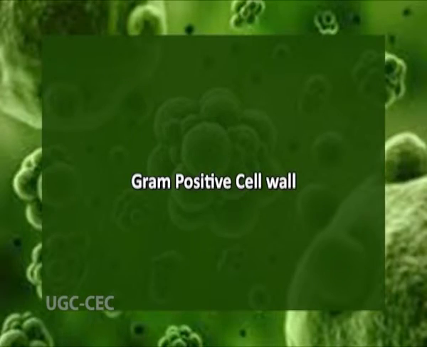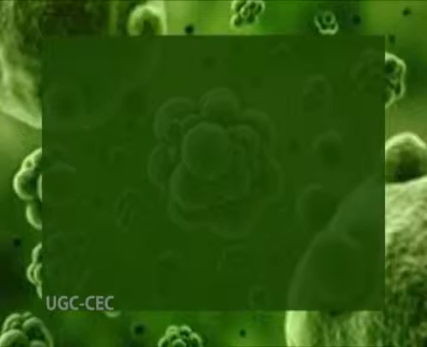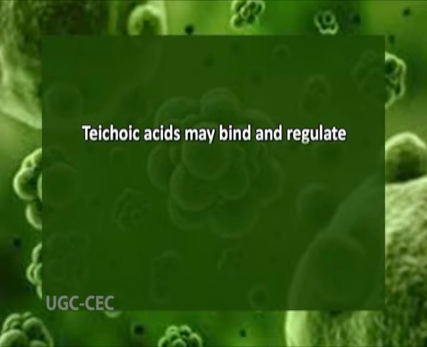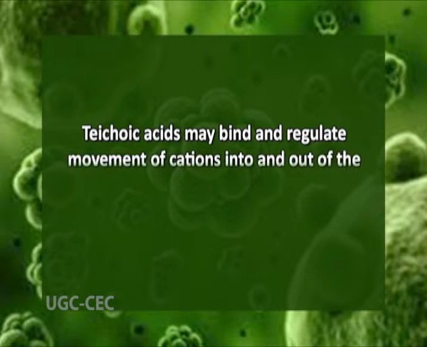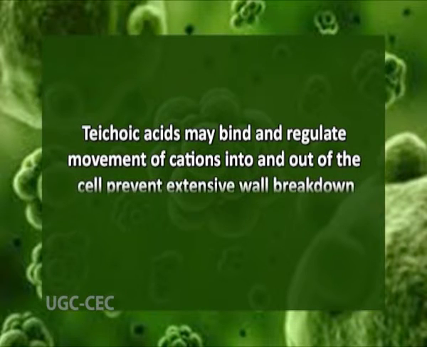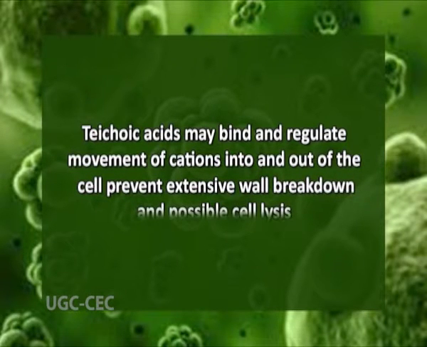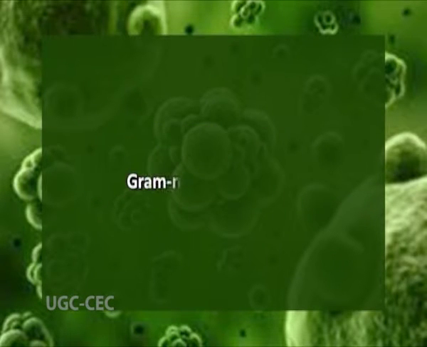Gram-positive cell wall. Gram-positive cell walls consist of many layers of peptidoglycan and also contain teichoic acids. Teichoic acids may bind and regulate movement of cations into and out of the cell, prevent extensive wall breakdown and possible cell lysis. Now the gram-negative cell wall.